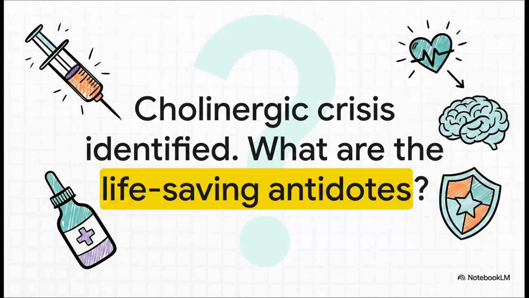So you've got it, you see the dumbbell signs, you've diagnosed a cholinergic crisis. The next question is critical. What do you do right now? What are the specific, life-saving antidotes you need to give this child?